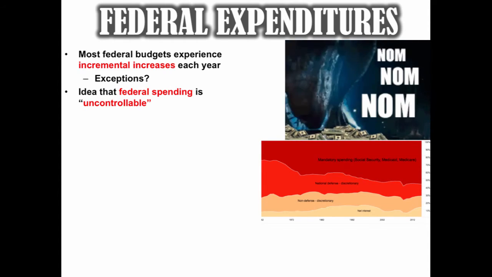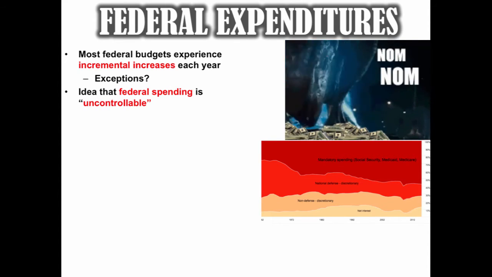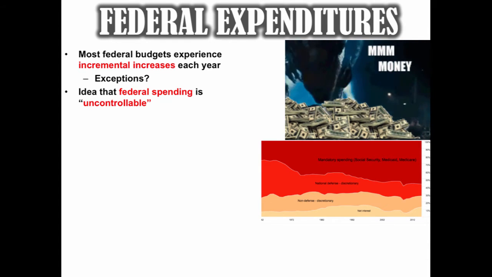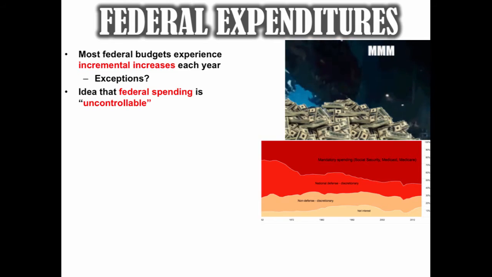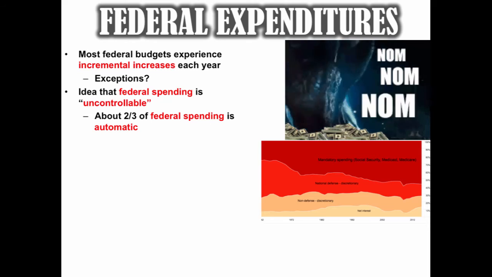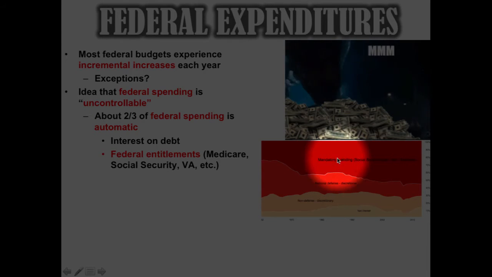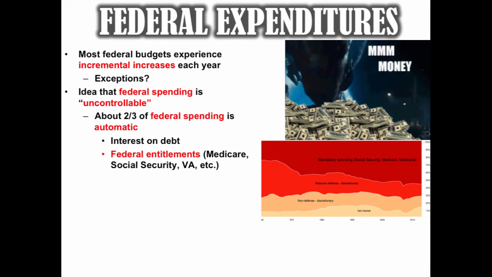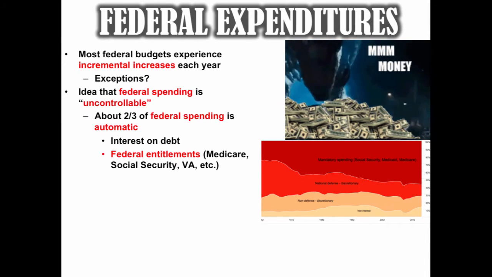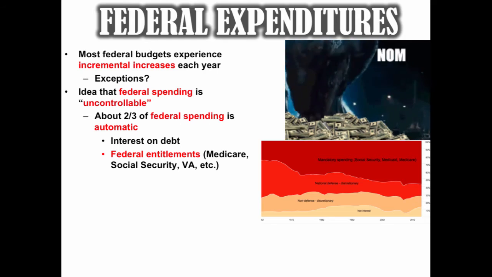A very important point to keep in mind is the idea that federal spending is uncontrollable. Certain things are already in place and can't easily be changed. And this is the idea of uncontrollable expenditures. What this means is about two-thirds of federal spending is automatic. We're talking about interest on the national debt, which you can see right here, and federal entitlements such as Medicare, Social Security, veterans benefits. So these things are automatic, so Congress can't just reduce the spending without changes to law or without ignoring the federal debt and the interest that we have to pay on it.